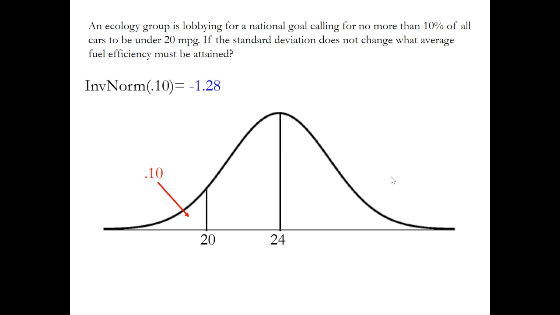Well, I have to inverse norm that to get negative 1.28. So 20 needs to have a z-score of negative 1.28. That's the z-score I'm curious about. Now, I've said the standard deviation isn't going to change, so let's plug in what we know into our formula. Z has to equal, so negative 1.28 has to equal 20 miles per gallon minus the mean, divided by 6. That means the new mean gas mileage needs to be 27.68 miles per gallon.